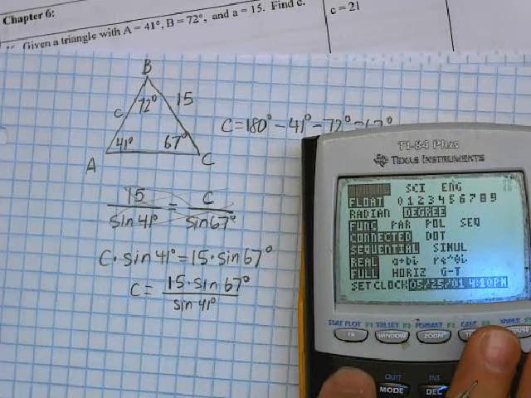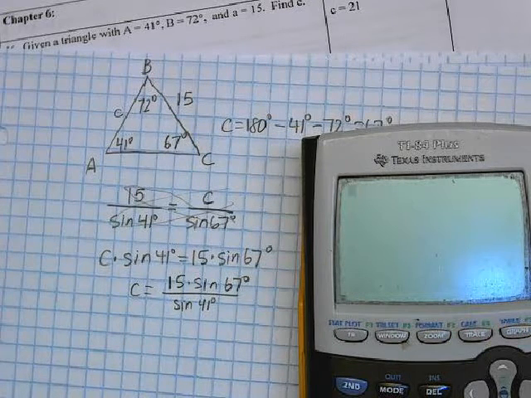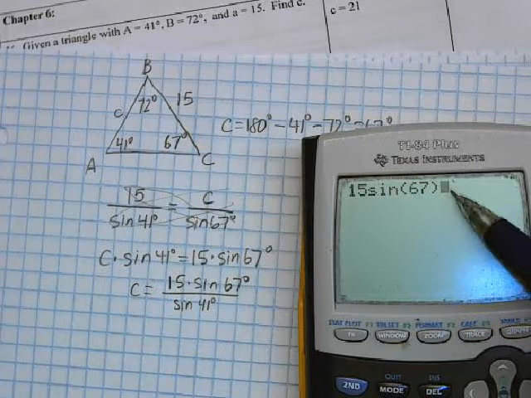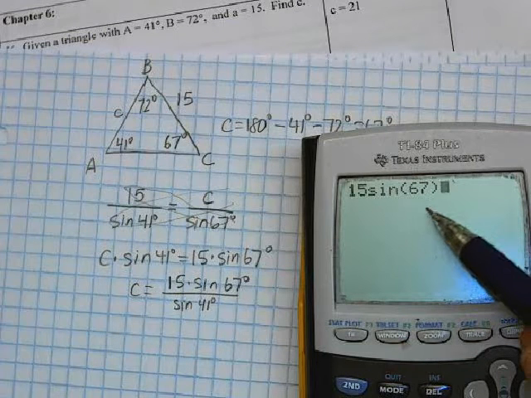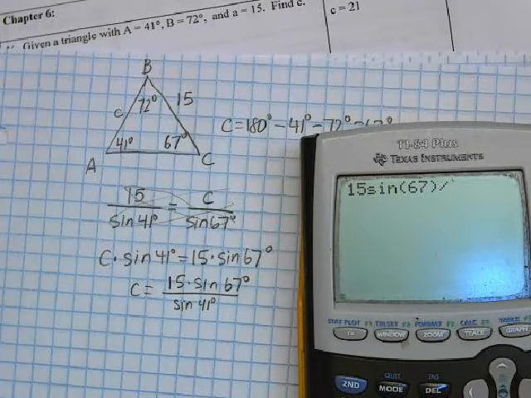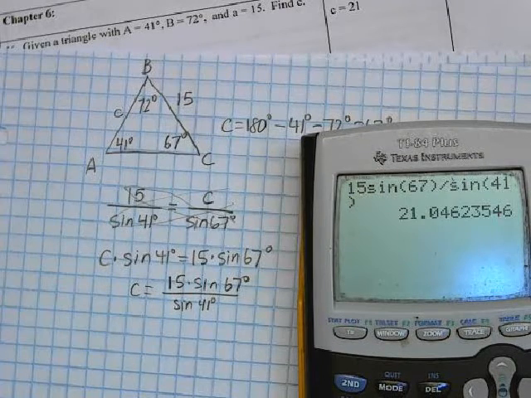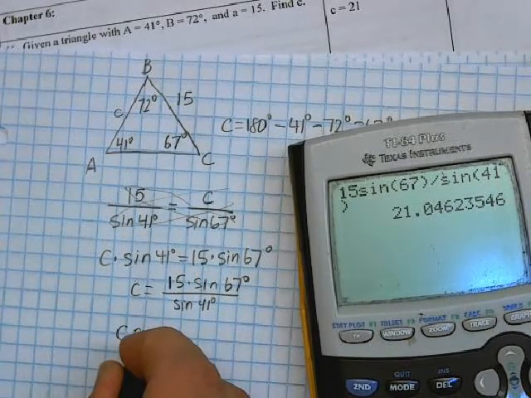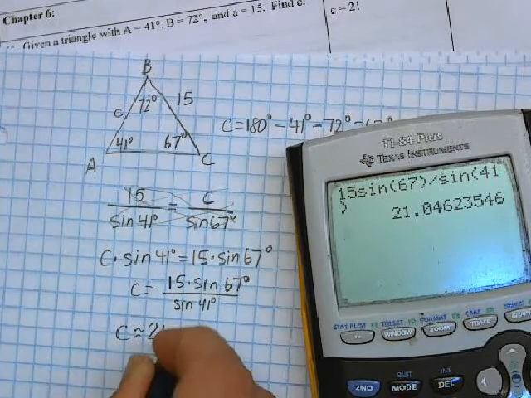We'll make sure we're in degree mode. We are, good. So 15 times the sine of 67. Now, if you don't close the parentheses, you're going to get the wrong answer. So make sure you close your parentheses. Divided by sine of 41. So C is about 21.05.